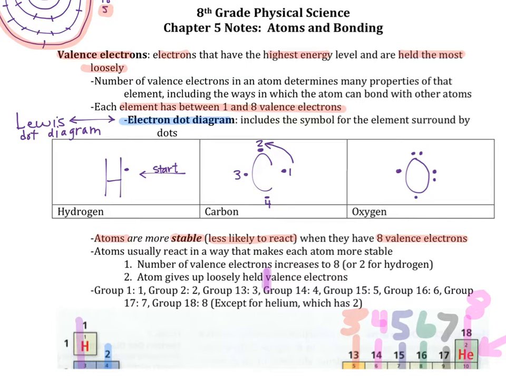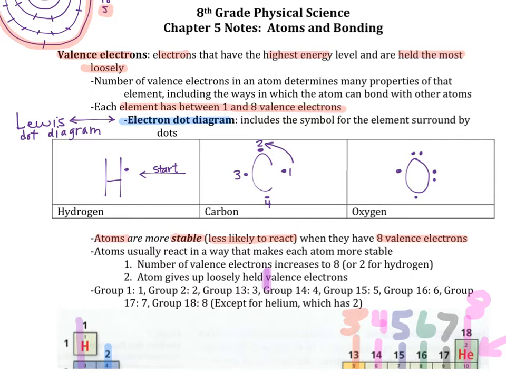Each element that we will discuss has between 1 and 8 valence electrons, and we can represent these valence electrons in something called an electron dot diagram. You will sometimes see it referred to as a Lewis dot diagram. The electron dot diagram includes the symbol for the element surrounded by dots that represent how many valence electrons one atom of that element contains.